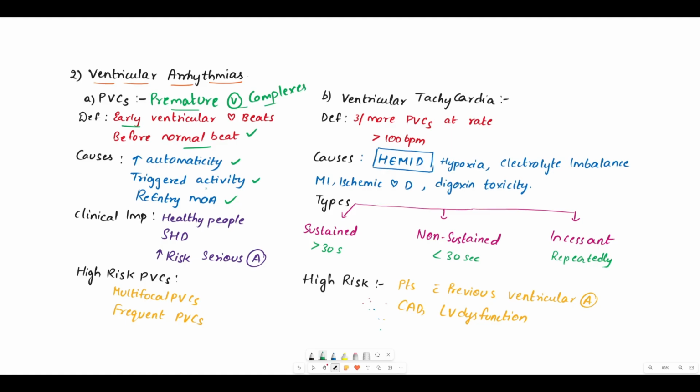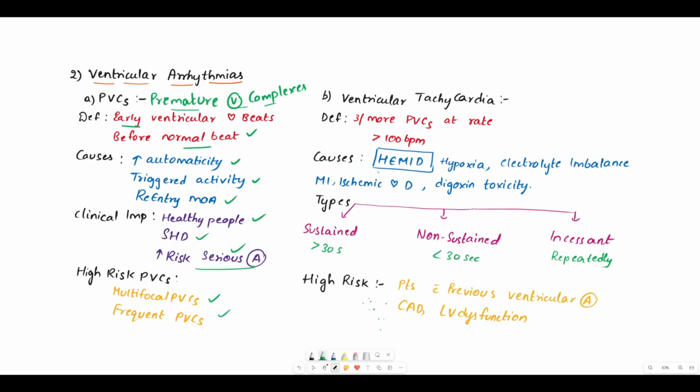So what is something that you need to remember clinically? PVCs are most commonly seen in healthy individuals. So this can occur in healthy individuals. Second thing is these are also more significant in patients with structural heart disease. And the third one is if any patient has frequent PVCs, they will also be at risk of getting serious arrhythmias. There are some other high risk PVCs: one is multifocal PVCs and the other is frequent PVCs.